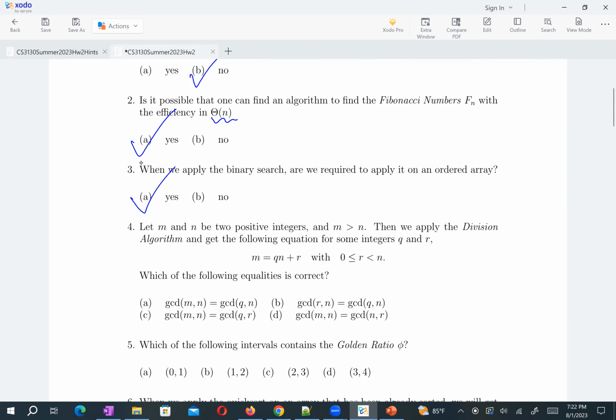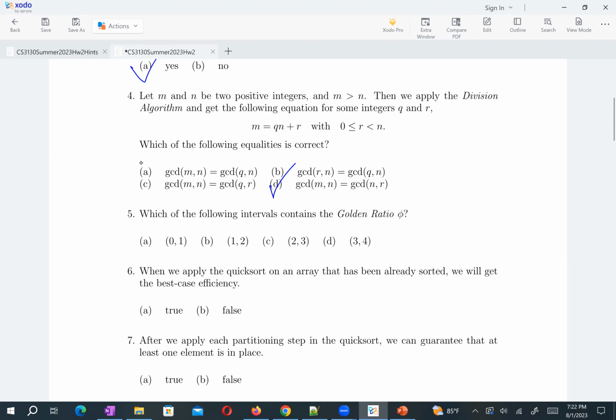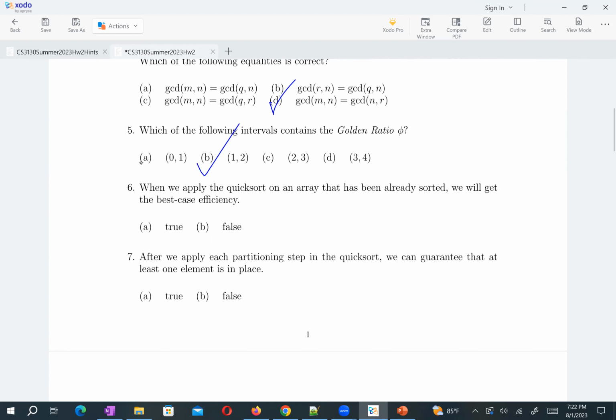Ordered array, yes, binary search. Then the division algorithm and size reduction, this one, right? GCD of m, n, in our notes we did that. Golden ratio is 1 point something, 1.6, so it falls in this interval, between 1 and 2. When we apply quicksort to an array that has already been sorted, we will get a worst case, not the best case.